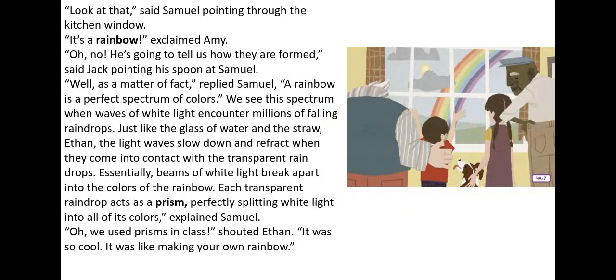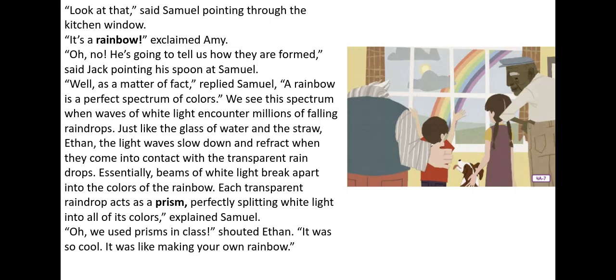Look at that, said Samuel, pointing through the kitchen window. It's a rainbow, exclaimed Amy. Oh no, he's going to tell us how they are formed, said Jack, pointing his spoon at Samuel. Well, as a matter of fact, replied Samuel, a rainbow is a perfect spectrum of colors. We see this spectrum when waves of white light encounter millions of falling raindrops, just like the glass of water in the straw, Ethan.